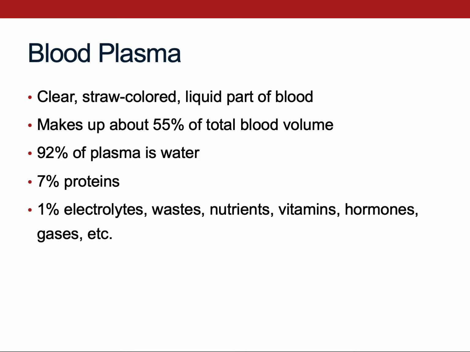It's clear but has a little bit of a yellow tint to it, so it's said to be straw colored. As I mentioned, it makes up about 55% of the volume of your blood. 92-ish% of that is water, 7% proteins, which we'll talk about in a second, and then 1% all of those other things: electrolytes, wastes, nutrients, vitamins, hormones, gases, etc.